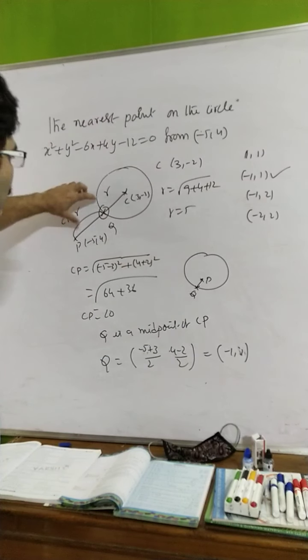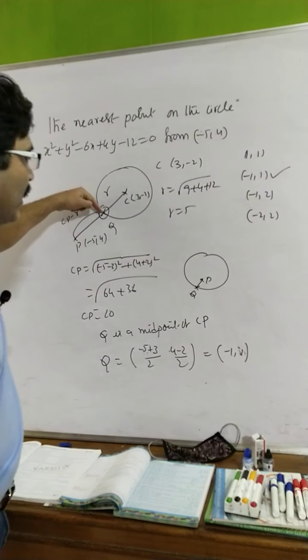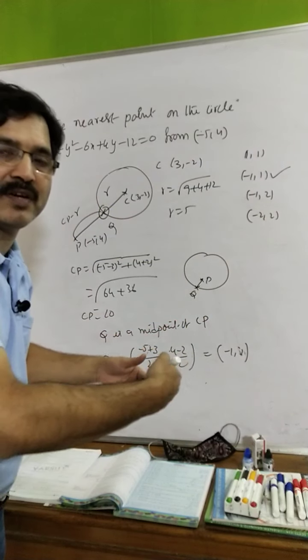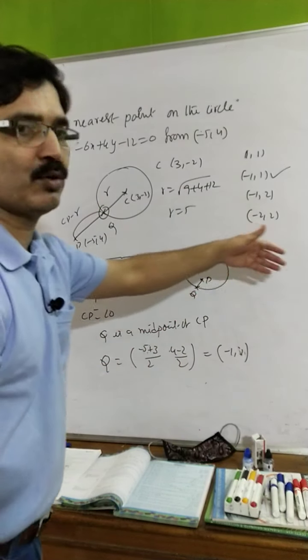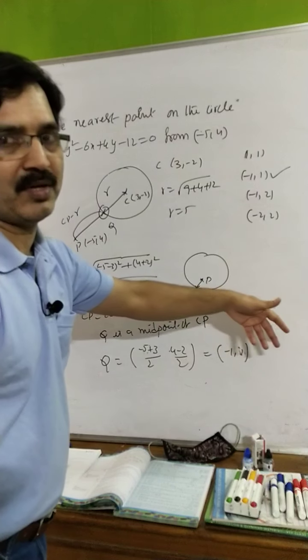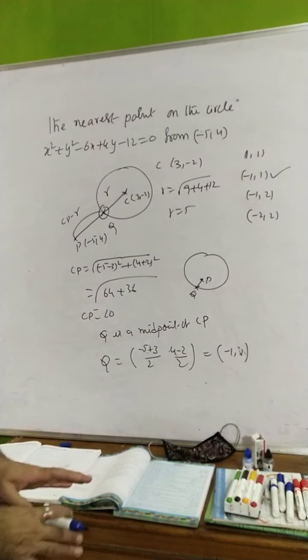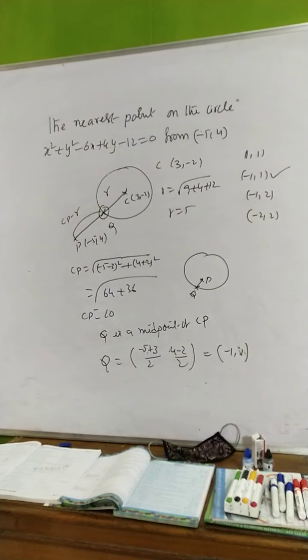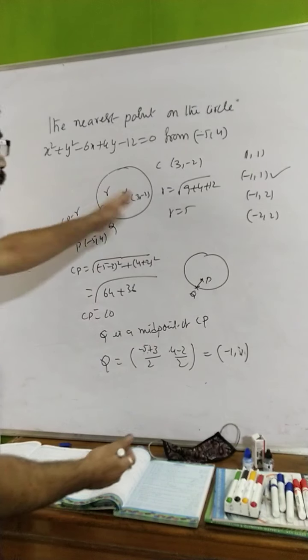If these two are different, then the internal point is (mx2 plus nx1) divided by (m plus n), (my2 plus ny1) divided by (m plus n). By using that formula you can get it here. Now if I ask you about the farthest point, same story.